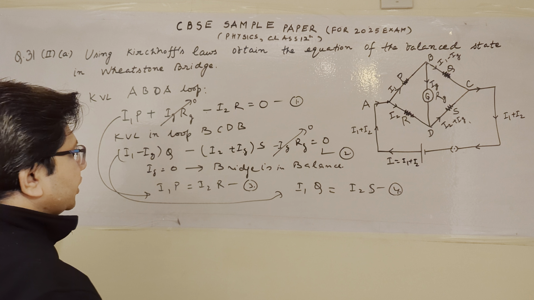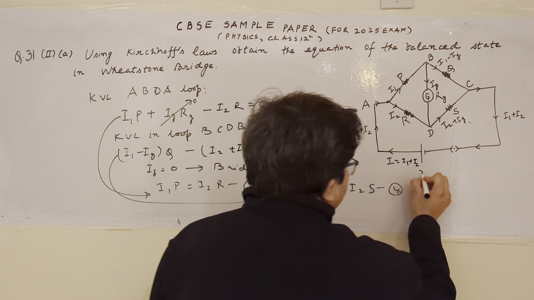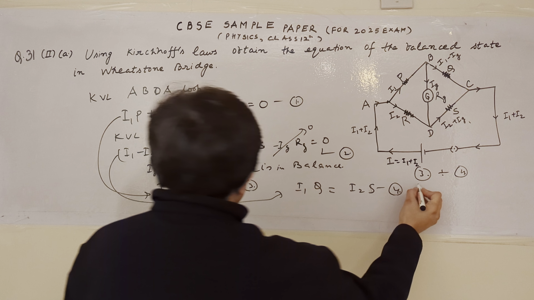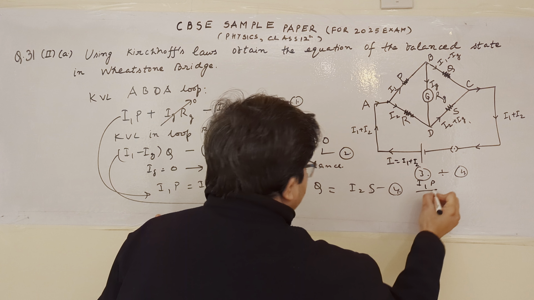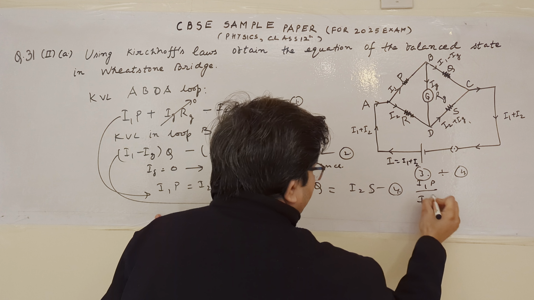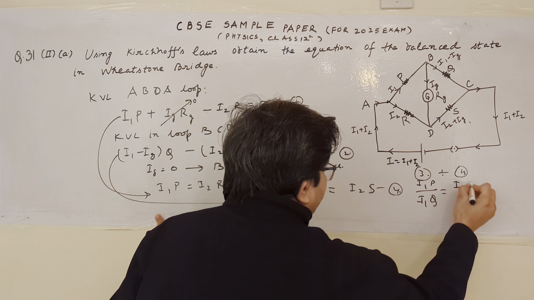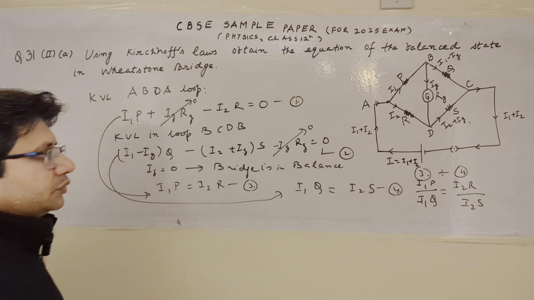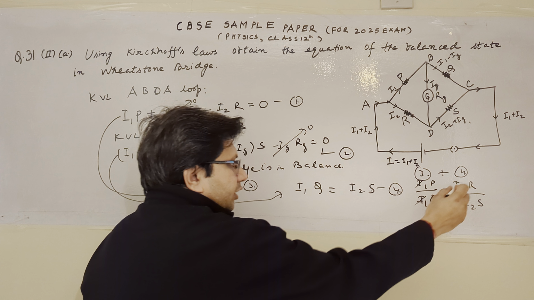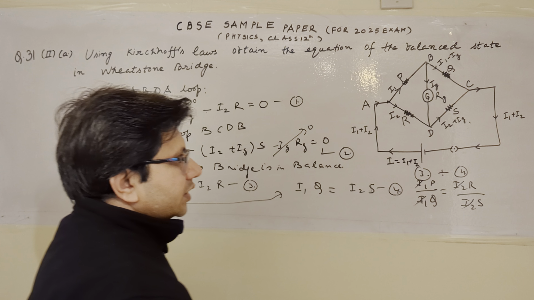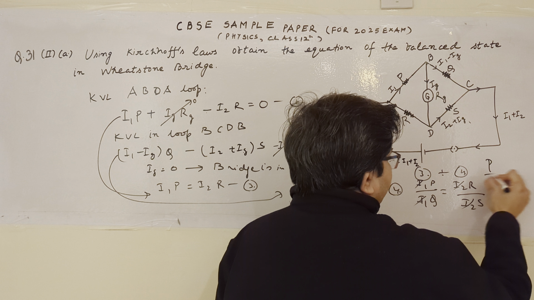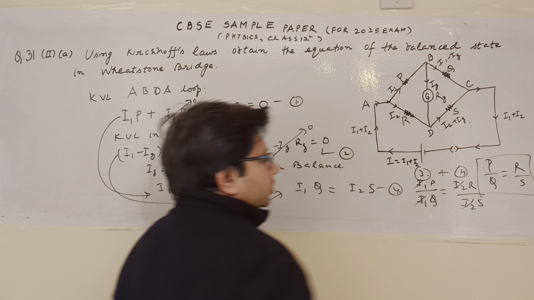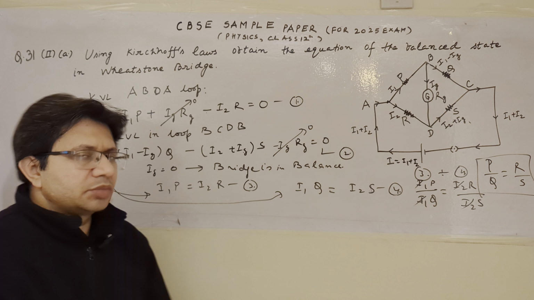Now, what we do here is we divide equation 3 and equation 4, 3 by 4. So we get I1P upon I1Q is equal to I2R upon I2S. Now this I1 cancels with this I1 and I2 cancels with this I2. So the final expression we get is P upon Q is equal to R upon S. So this is the equation that corresponds to the balanced bridge.